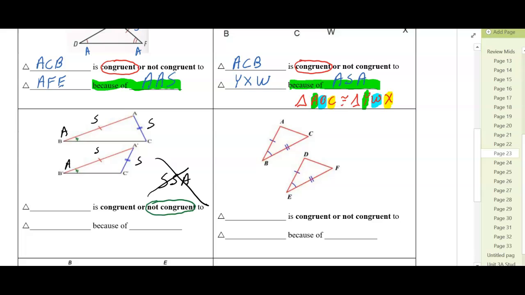All right, let's take a look at the middle right. So middle right, we have side, angle, side. Notice that the angle's between the two sides. So here I'm going to write side, angle, side. And we just got to put the letters in the correct order. So if I say triangle ABC, then I need to say triangle DEF. And those are congruent, so I'm going to circle congruent.